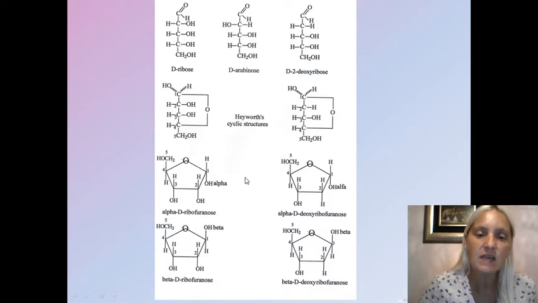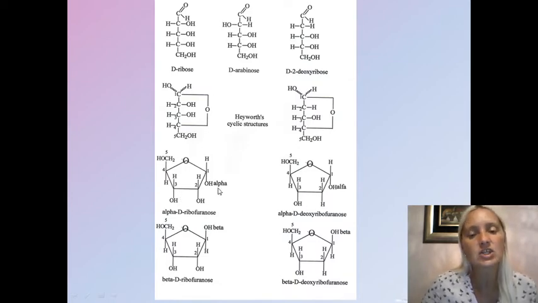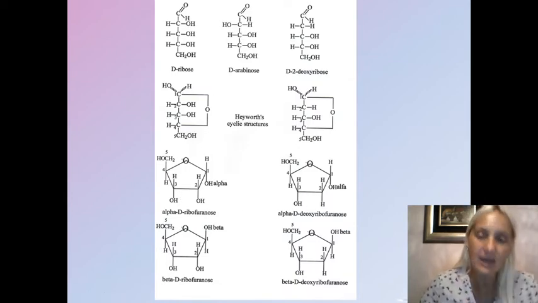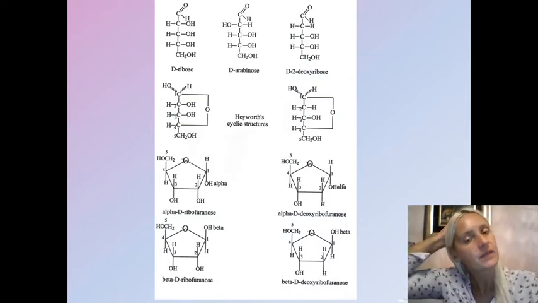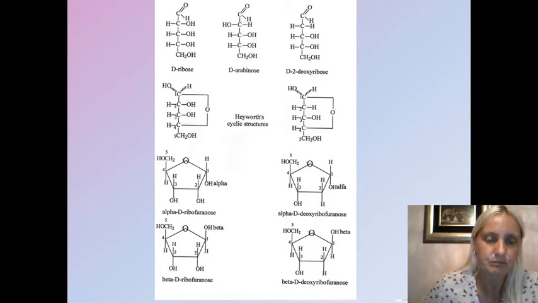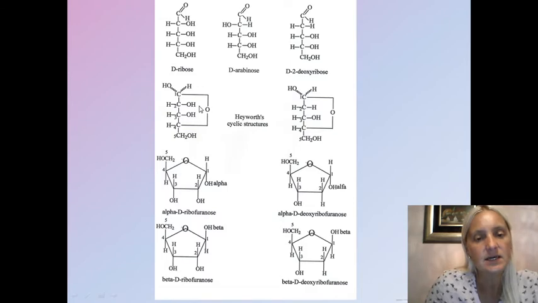Those Haworth formulas are the common, accurate way to represent monosaccharides in aqueous solutions. There is a rule when writing those Haworth cyclic structures. The OH group which was on the right side goes below the ring, and the groups which are on the left side go above the ring.